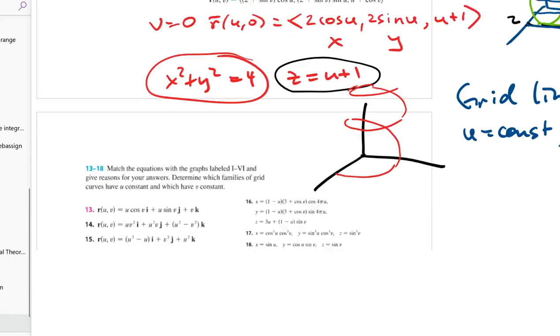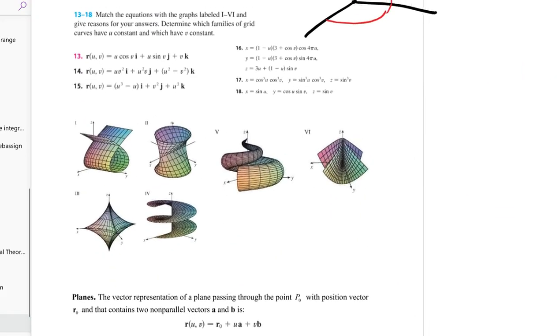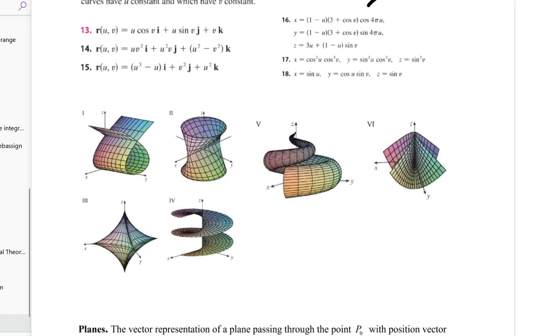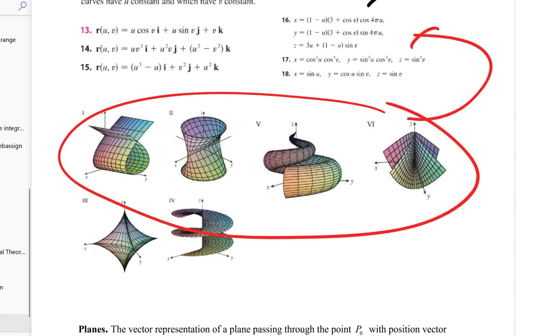All right, so that's that. And then there's some graphing. What you should do to figure out which graph goes to which equation, which parametric set, is you should use grid lines. Let u be a constant, and then let v be a constant, and see what happens.